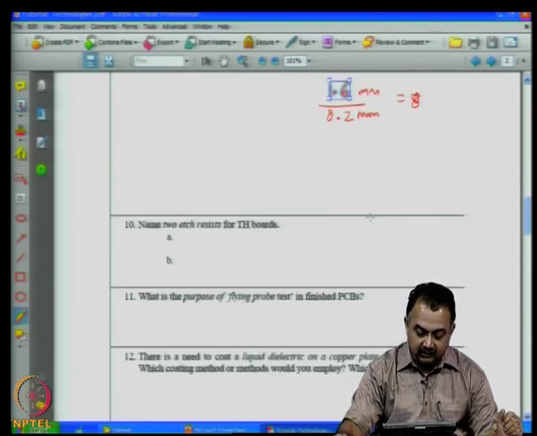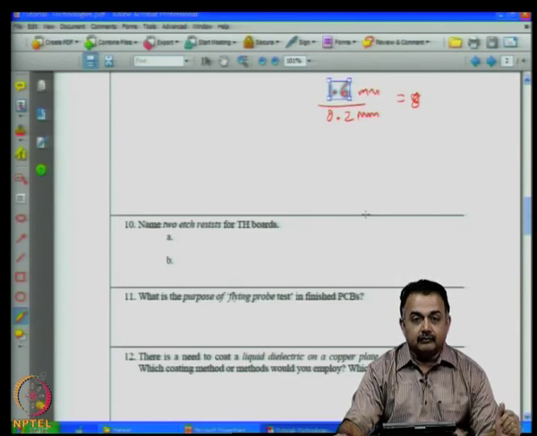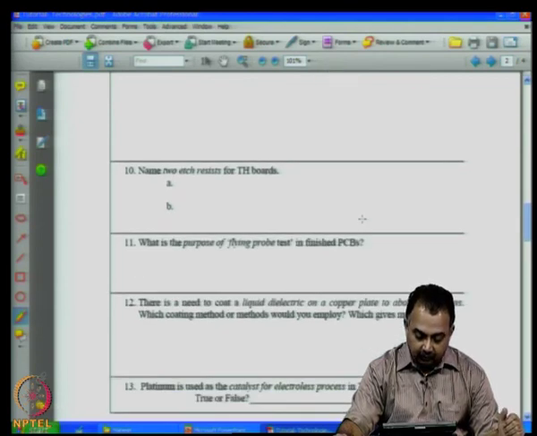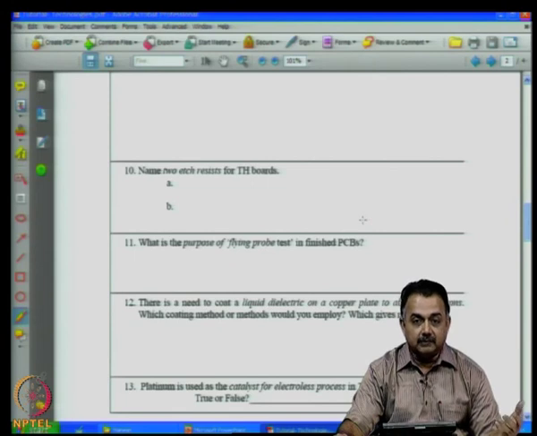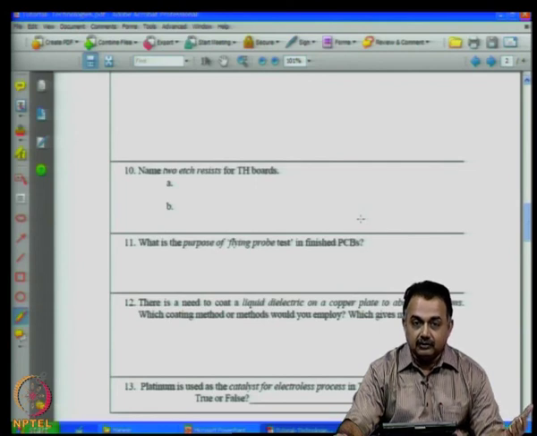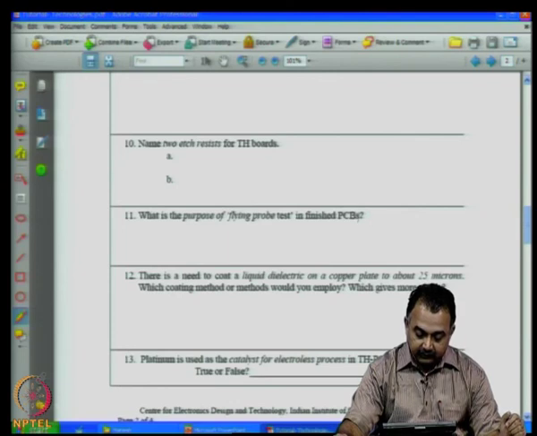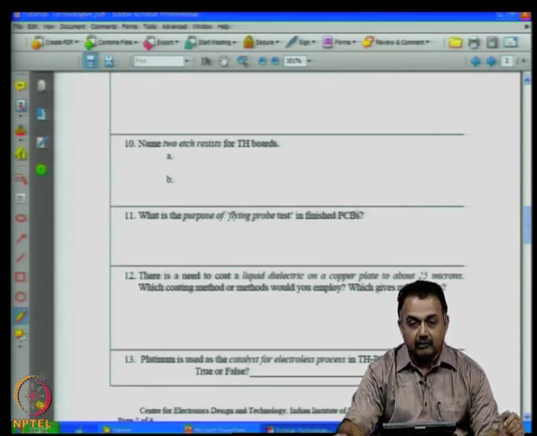Name 2 etch resists for through hole boards. One can be a metal resist like gold, nickel gold, the other can be your photoresist. What is the purpose of flying probe test in finished PCBs? It is basically to look at opens and shorts in your finished board, so that the information can be passed on to the customer.